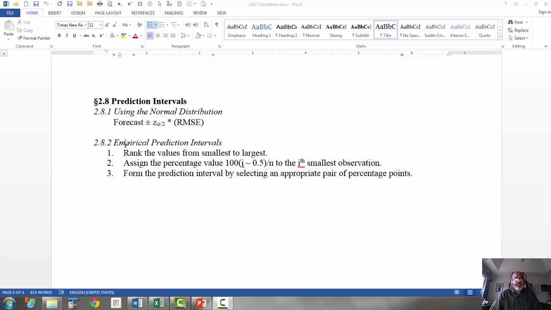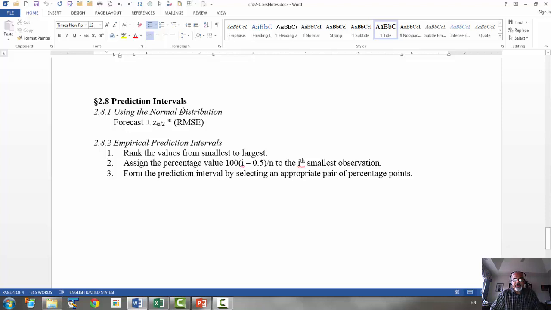Now let's look at prediction intervals. There are two ways of developing a prediction interval. If we can assume a normal distribution for forecast errors, then we can take the forecast and do plus or minus the normal distribution table value times RMSE, root mean square error, which is an estimate for standard error. So this will give us the lower and the upper limits for our forecast.